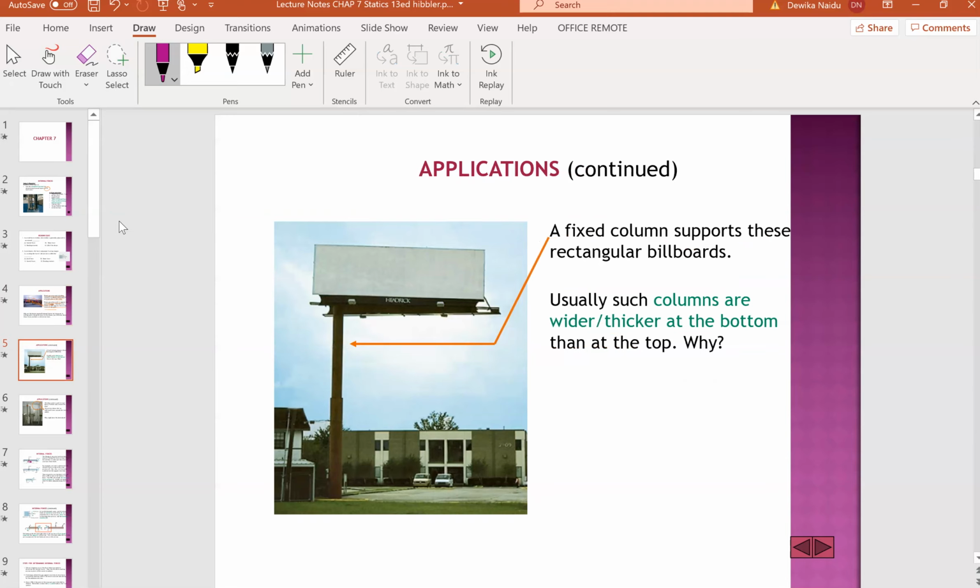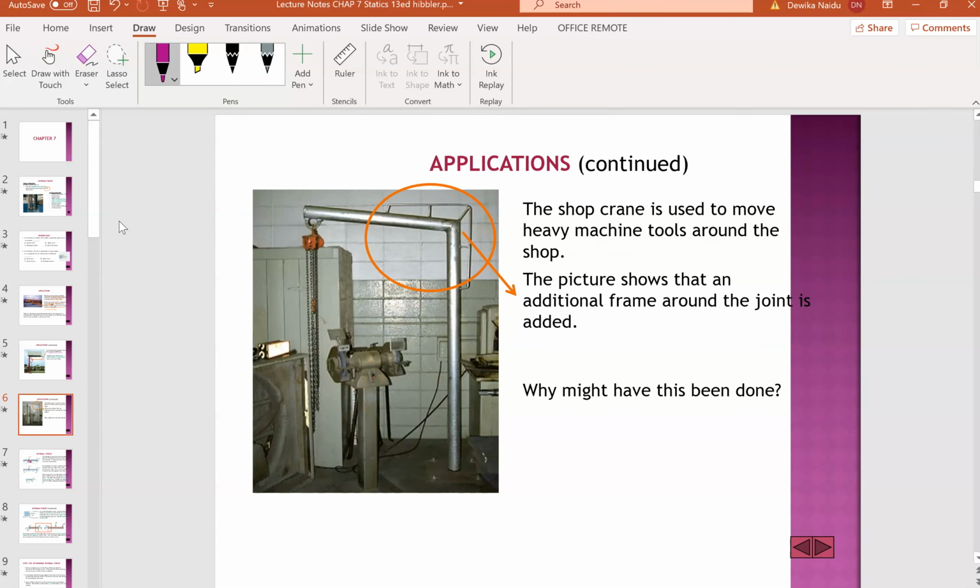There are also many other types of applications, and I'm just giving you one or two examples. Look at these. This is a billboard, with fixed supports for these rectangular billboards. Usually such columns are wider and thicker at the bottom. Can you see this? It's wider and thicker at the bottom compared to above. So how did you come to this kind of conclusion? There must be some sort of study being done, right? So that's the reason why we are looking at this chapter.